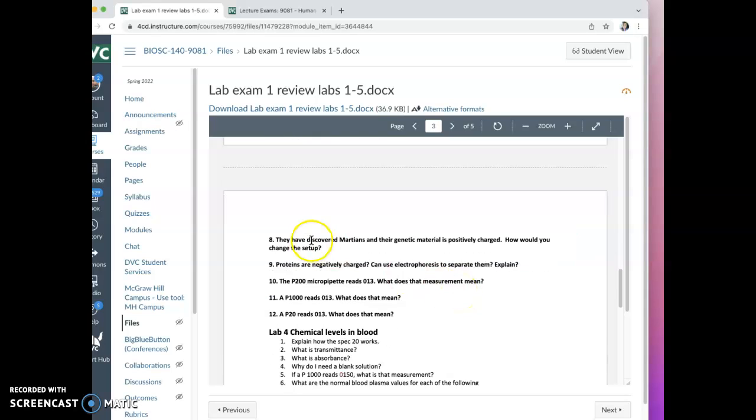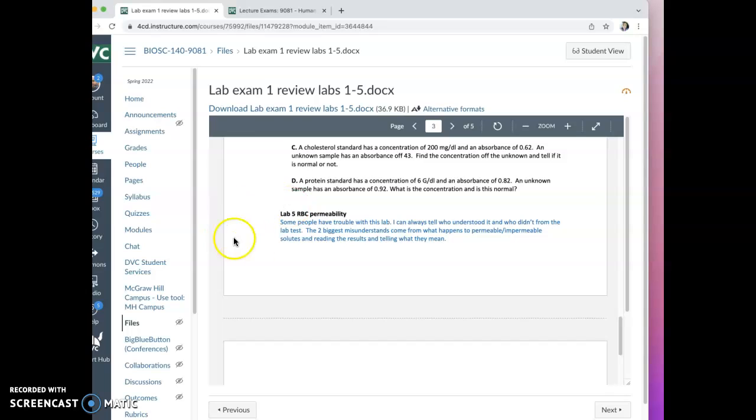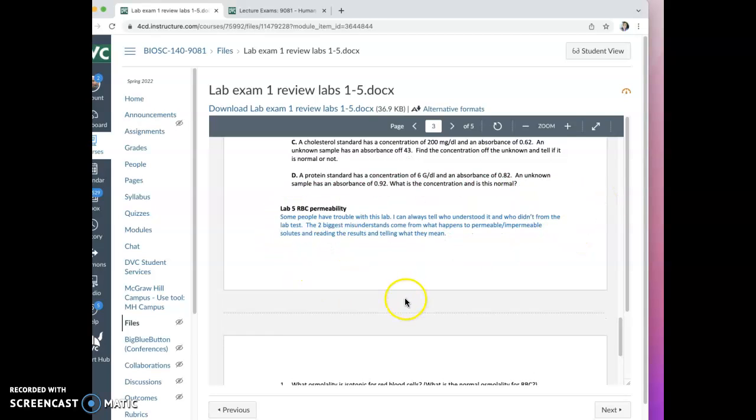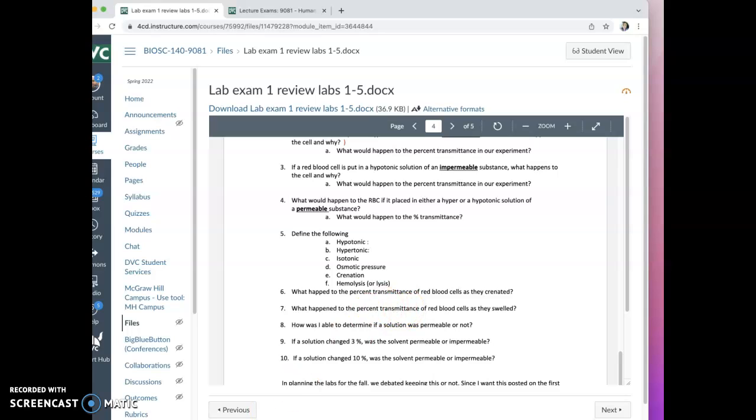And I also like throwing in loops. What happens if you change something in the procedure to see if you actually really understand it? And on some of them, I might put in questions. So lab 5, people have trouble with the permeability versus impermeability. So I put little comments in sometimes. So that is how exams are in this class, and they're 75% of your grade. Thank you.